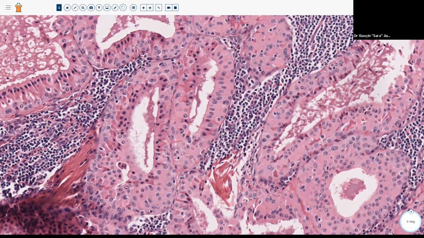In Warthin's tumor, the oncocytes have a unique feature, which is this bilayer of nuclei, where you have some more basally located nuclei and some more, I guess, apically located nuclei. You can see it very nicely here.